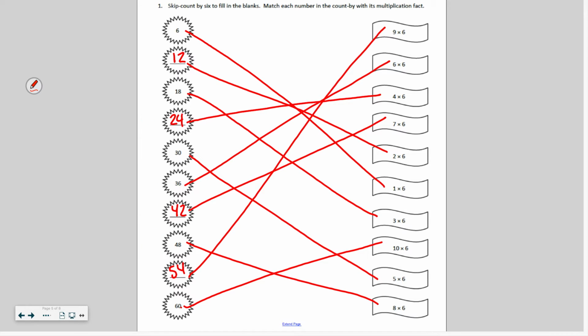You can also use skip counting to divide. Let's say I wanted to know what 24 divided by 6 was. Well, I could count up by 6 until I get to 24 to see how many groups I made. Well, 6, 12, 18, 24. That's 1, 2, 3, 4. I skip counted 4 times. So 24 divided by 6 is 4.